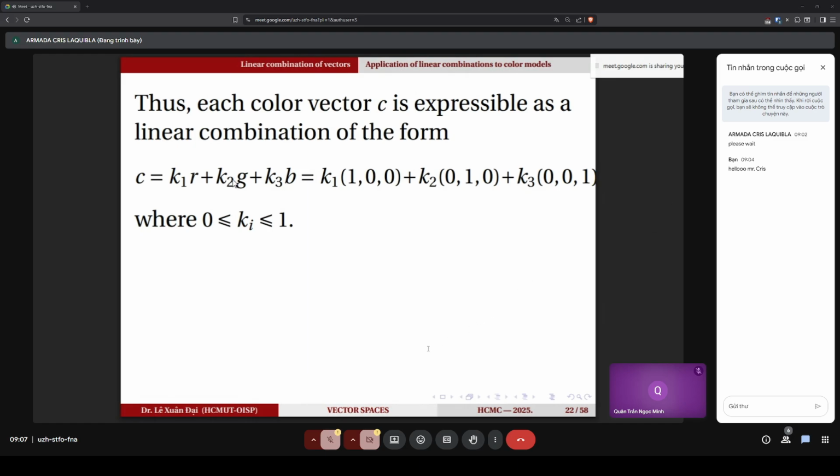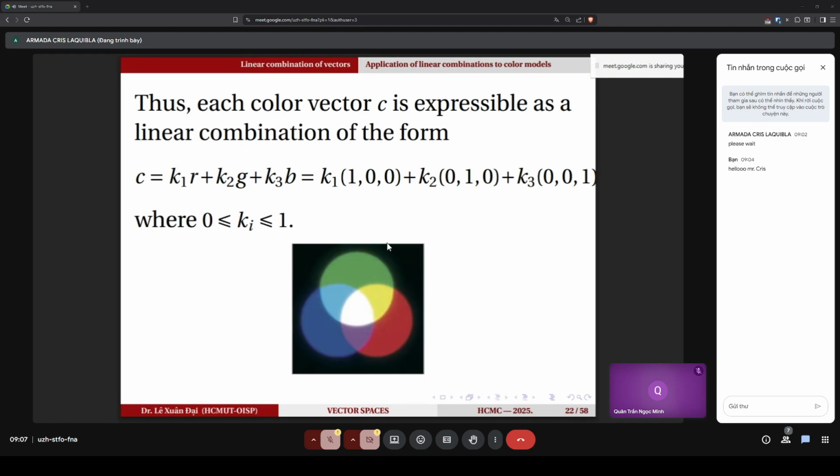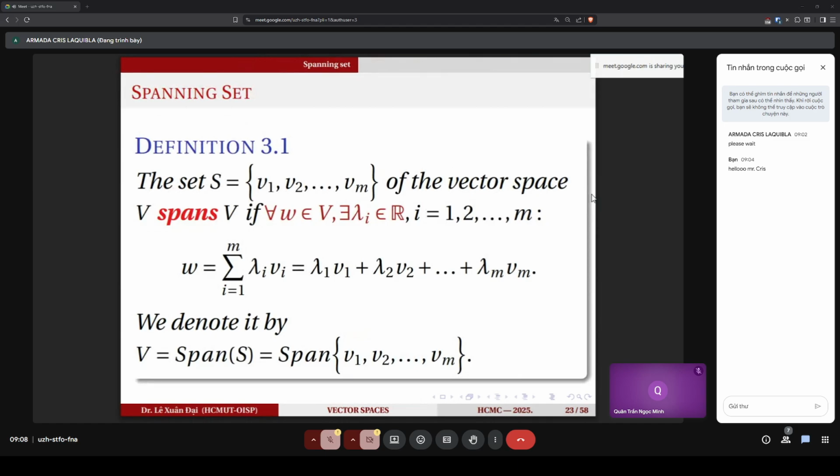Okay, so if your K2 and your K3 are zeros, then you can form the color red because, for example, K1 is equal to 1. That's it, it's the color red that will appear. Okay, next, you have these color combinations here. Now actually, these vectors will span R3. By the way, that is our next topic.